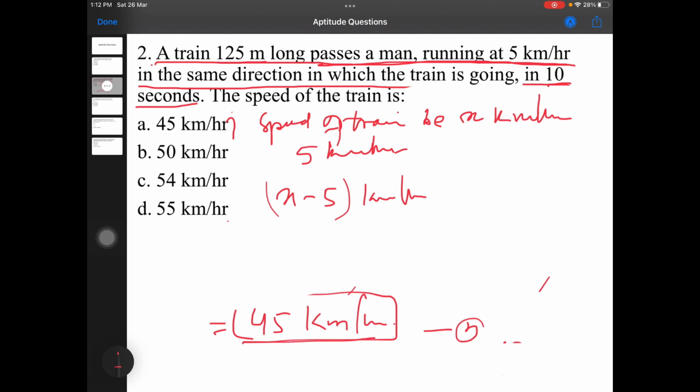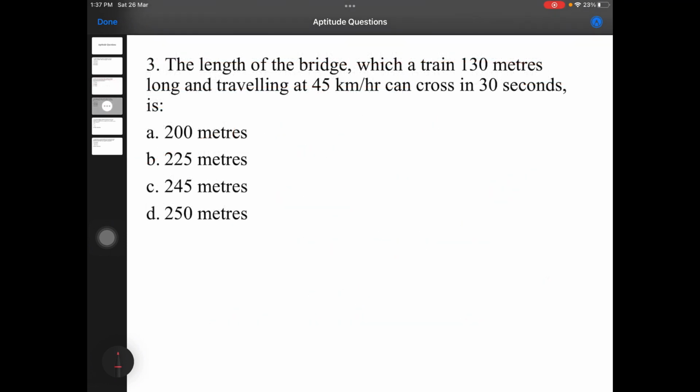We know that the relative speed of the train is 45 kilometer per hour. So this one is equal to 45 kilometer per hour. So x will be 50 kilometer per hour. So the speed of the train is 50 kilometer per hour. So the correct option here is option B, which is 50 kilometer per hour.